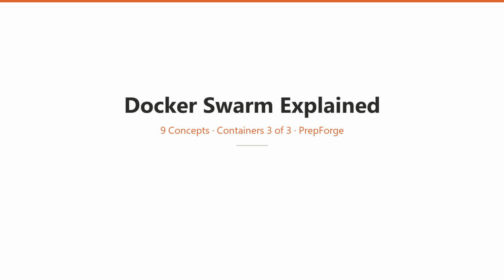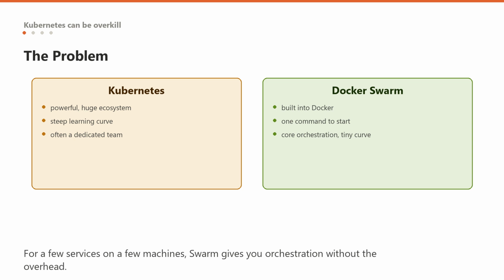If Kubernetes felt like a lot, Swarm gives you the essentials: clustering, scaling, self-healing, and rolling updates with a fraction of the complexity. In this video, we'll cover the Swarm services, the routing mesh, scaling, updates, stacks, and finally, the big question: Swarm versus Kubernetes. Let's get started. Let's start with why Swarm exists.